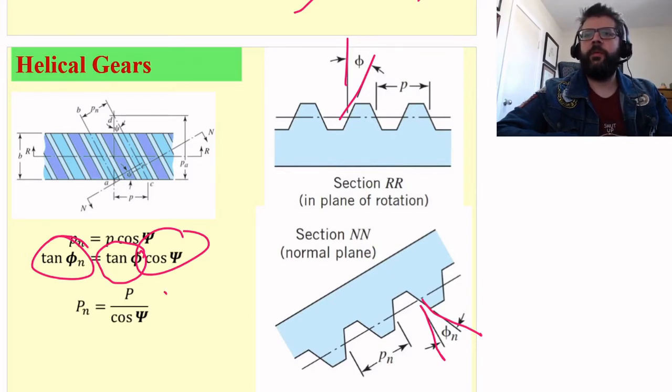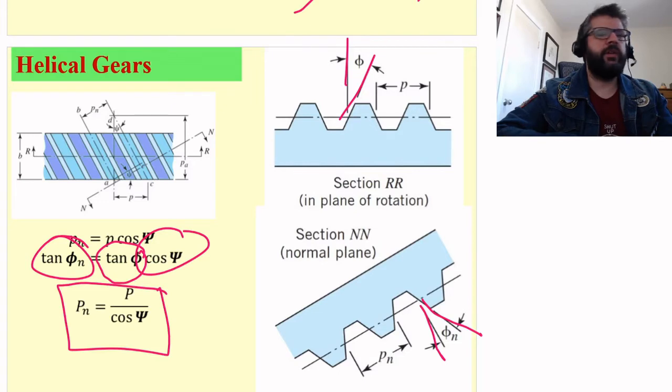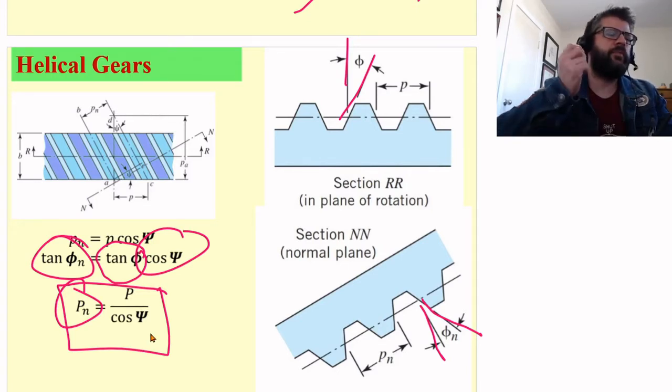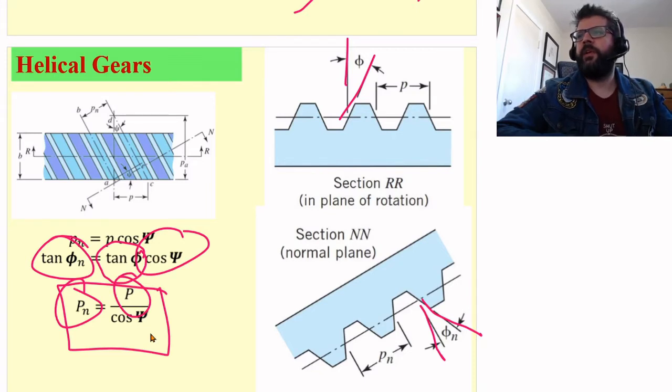And then if we're working in terms of diametrical pitch, in imperial, Pn is equal to P divided by the cosine of the psi. Sorry, I said multiplied at first. Whatever, P divided by the cosine of the psi. So again, this P would be based upon this measurement here, just how many teeth per inch you get there.